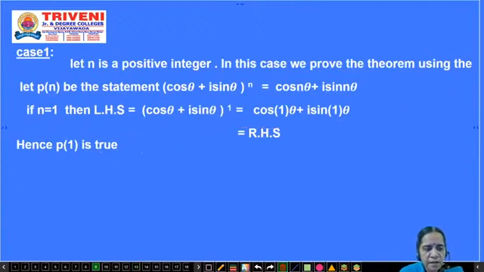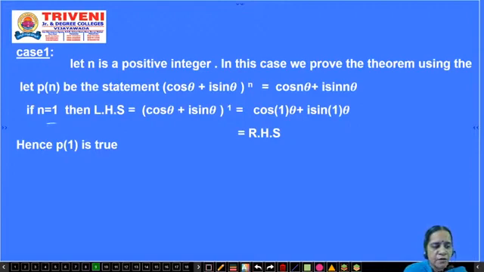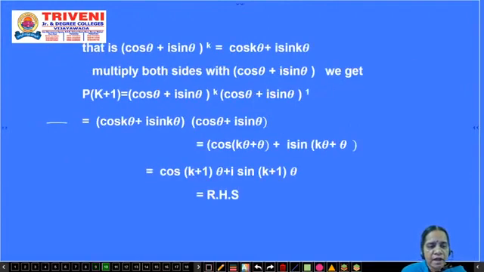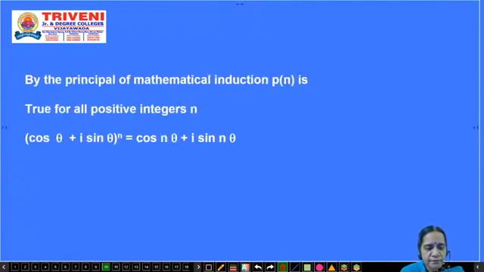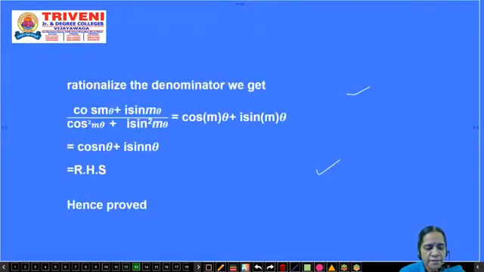First one is n is equal to 1, a positive integer. In this case we have to prove the theorem by mathematical induction. What is mathematical induction? First we take the value of n is equal to 1, then assume the value of n is equal to k, and then k plus 1. In this theorem we have to prove it like this. Second case is n is equal to 0, and third case is n is equal to a negative integer. Rationalize the denominator, like this we have to know that one.